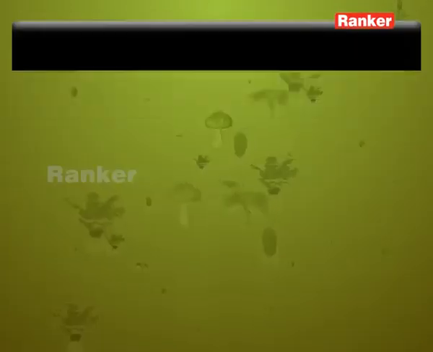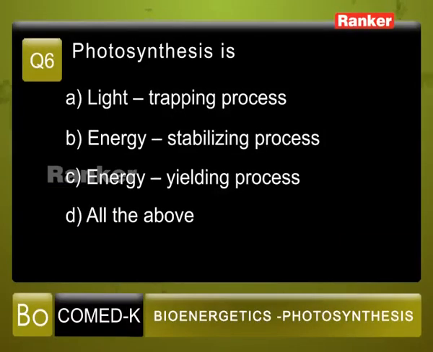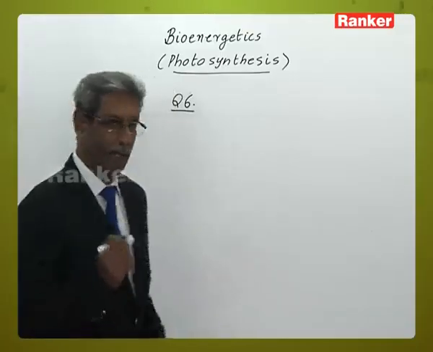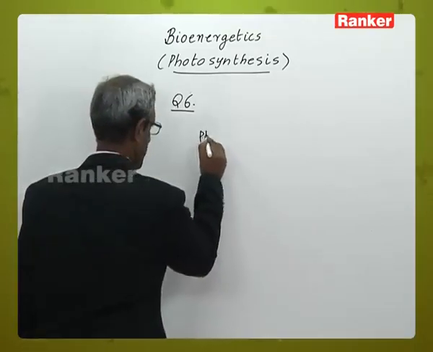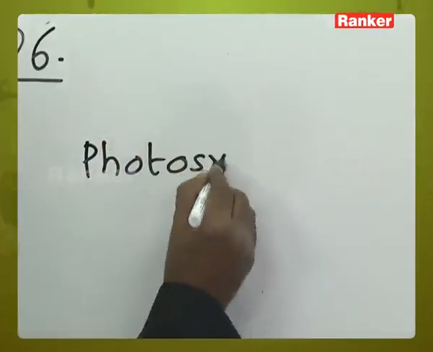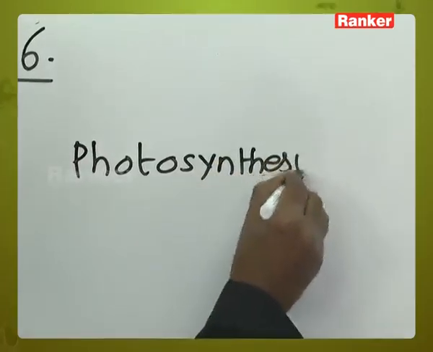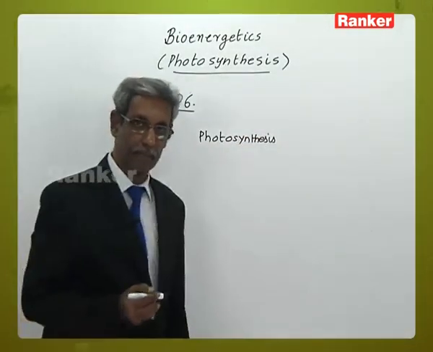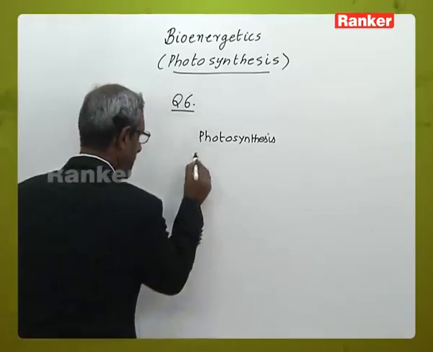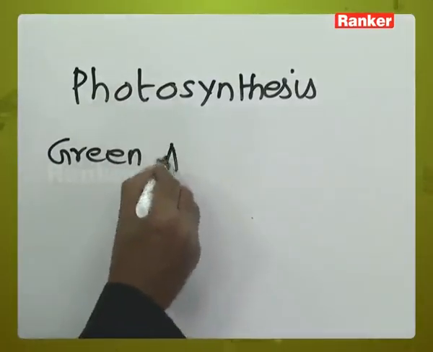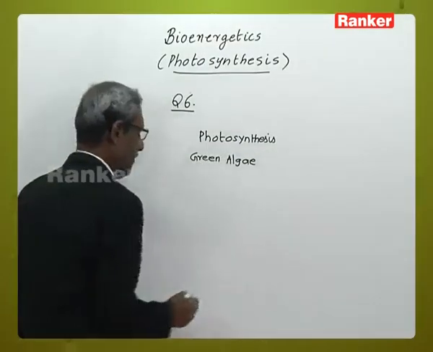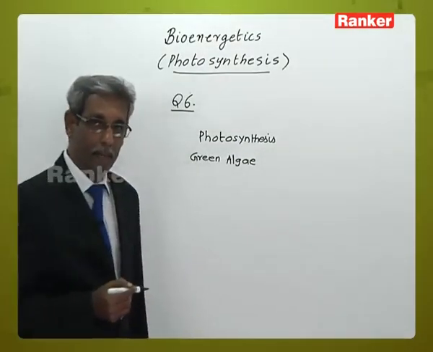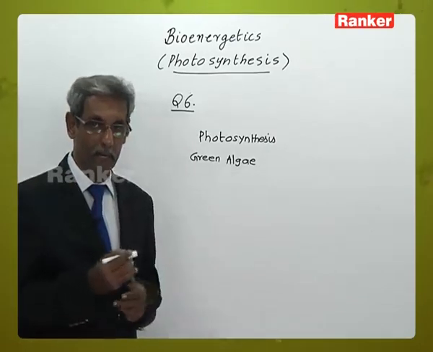Question number 6. Photosynthesis is A. Light trapping process, B. Energy stabilizing process, C. Energy yielding process, and D. All the above. When you take the most important process which occurs in the biosphere, which is termed as photosynthesis, green plants including algae and a few photosynthetic bacteria can primarily trap solar energy.